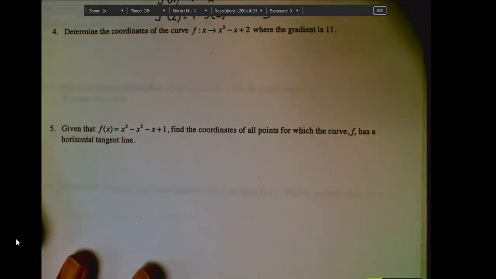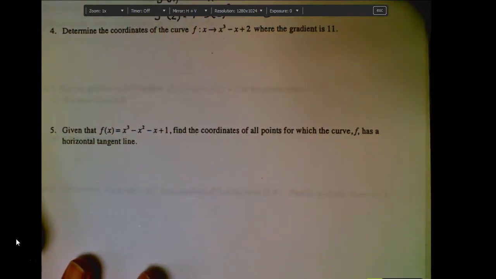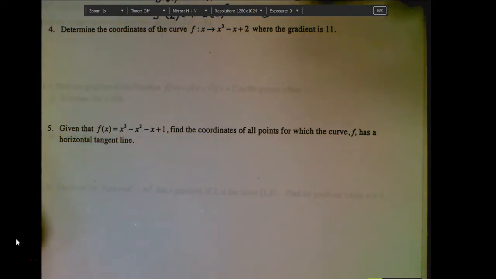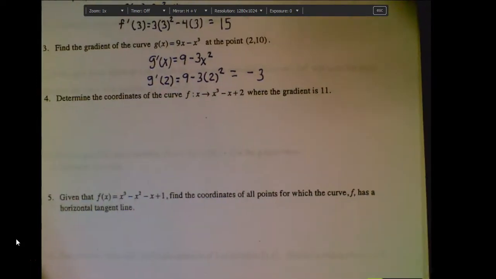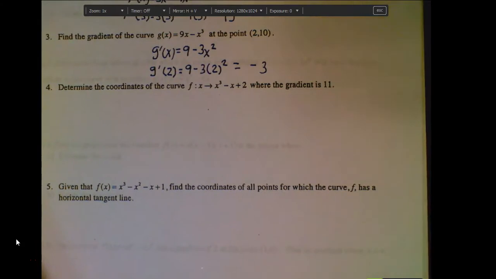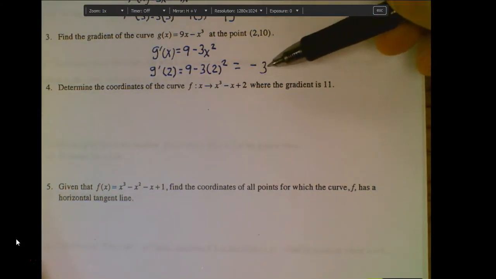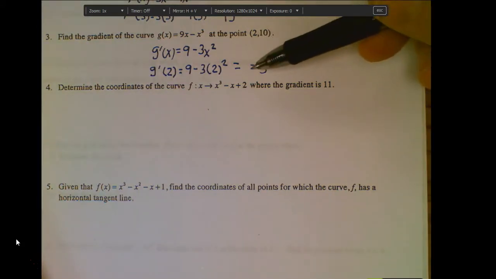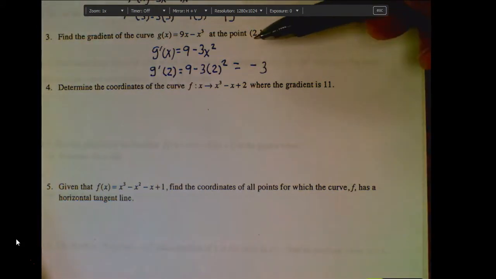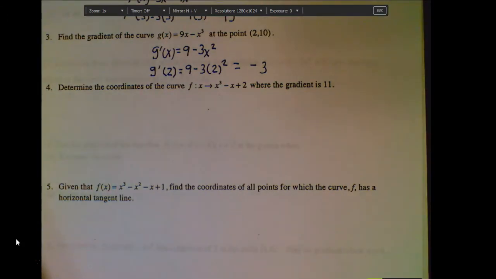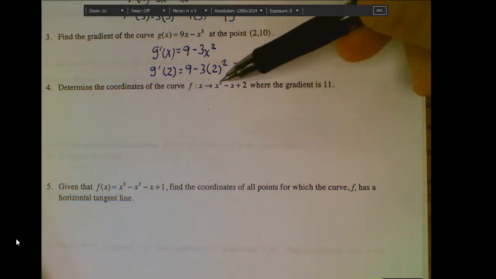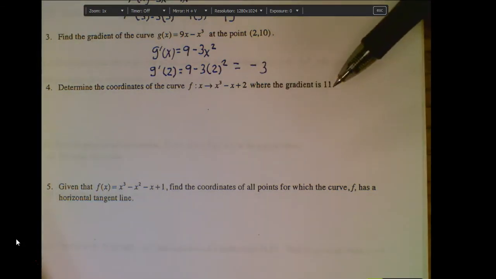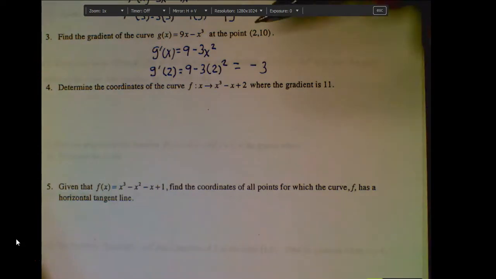So going on here to number 4. Determine the coordinates where the gradient is 11. So now in this case, let me show the last one real quick. In this case, we are now given this information, and we're asked to find this information. So we know the derivative, and they're asking us to figure out the x coordinate and the y coordinate that occur at this gradient. So here is our function. We know the slope, or the gradient, is 11. We need to come up with the coordinates at that point.